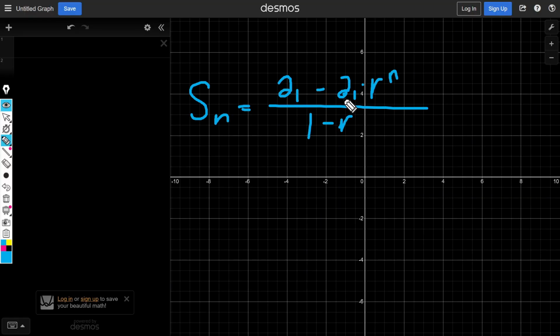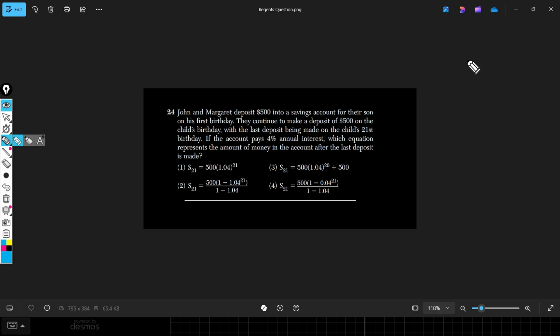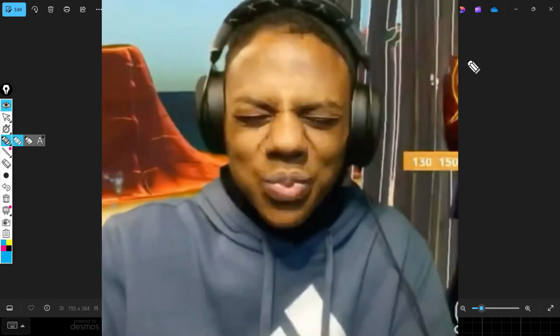And I'm going to go over a Regents question that actually screwed me over horribly. See, right here we have a question from the June 2023 Regents, question 24, and it's multiple choice, so that's nice. We're told that John and Margaret deposit $500 into a savings account, and they deposit $500 more every time their birthday hits, up to the 21st birthday, and we're given the rate too, 4%. So I thought it was an interest question.